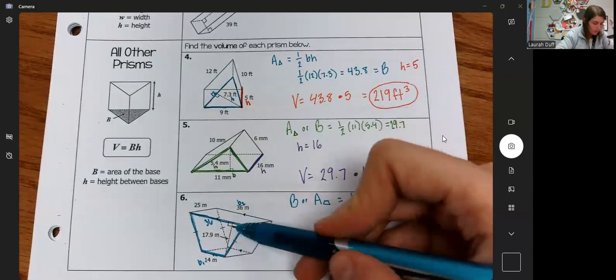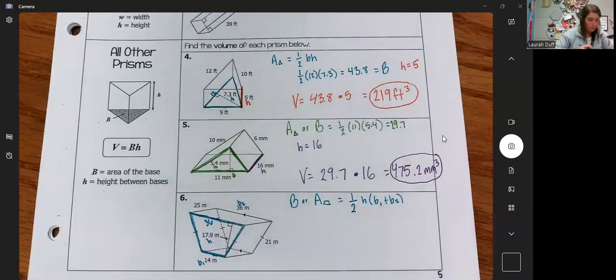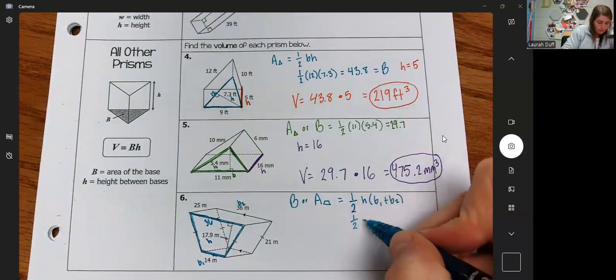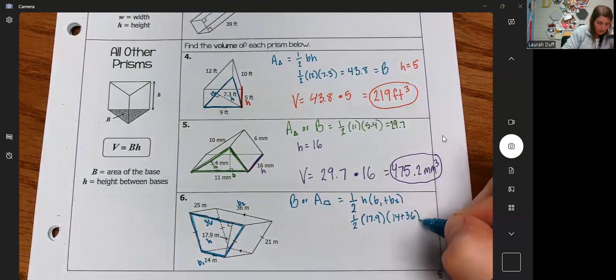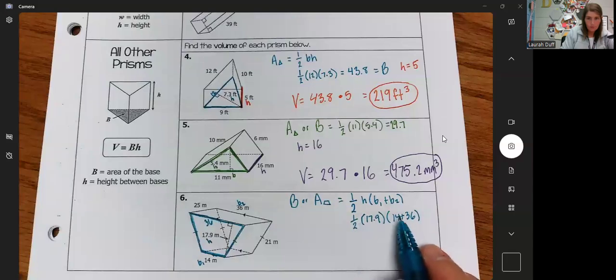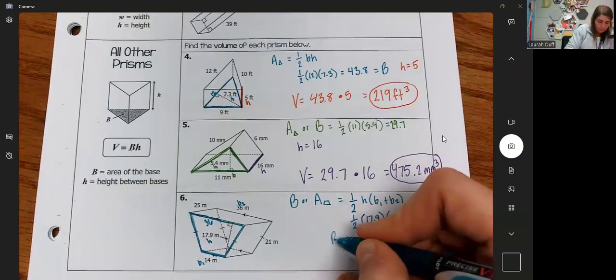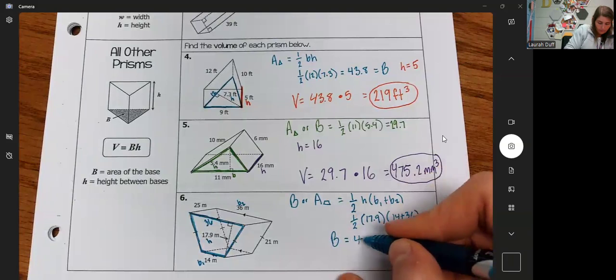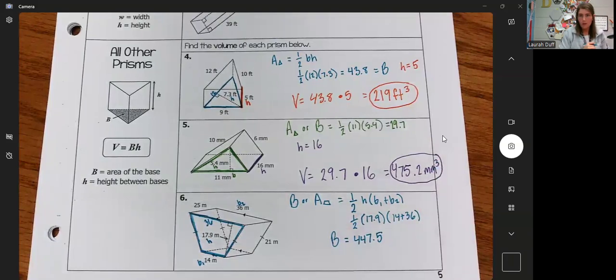And then the height of that trapezoid, again, has to be perpendicular. So it's my little h. I'm using blue for my bases. So I'm going to plug that in. I have 1/2 times 17.9 times my two bases added together, 14 plus 36. That's nice math, that's 50. So 50 times 17.9 times 1/2, or 1/2 of 50 is 25. 25 times 17.9. The area of my base is 447.5. That area of the base is almost as much as the volume of the last problem.